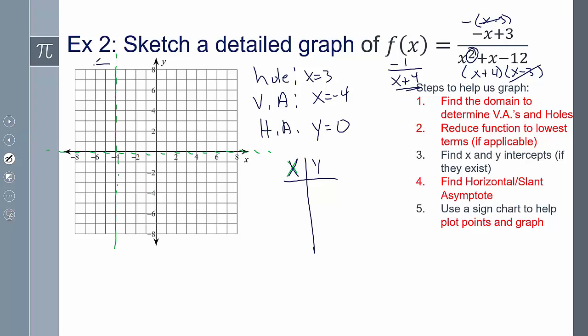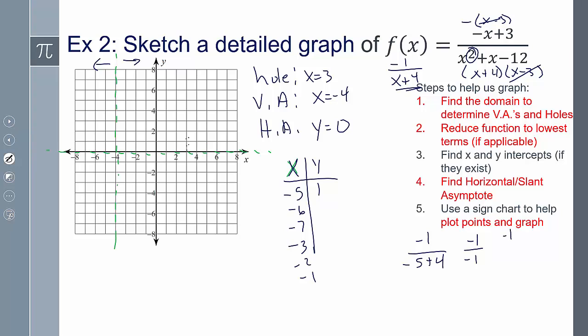So the values on this side of my vertical asymptote, we're looking at negative 5, negative 6, negative 7. Values on that side of my vertical asymptote, I'm looking at negative 3, negative 2, and negative 1. And then we just have to remember a hole at 3. So there's a hole somewhere over here where x is 3. So plugging in negative 5, that's going to be negative 1 over negative 5 plus 4. That's negative 1 over negative 1, so that's 1.